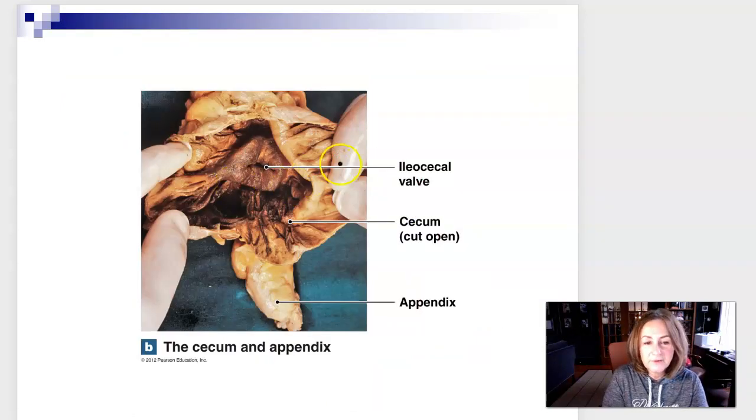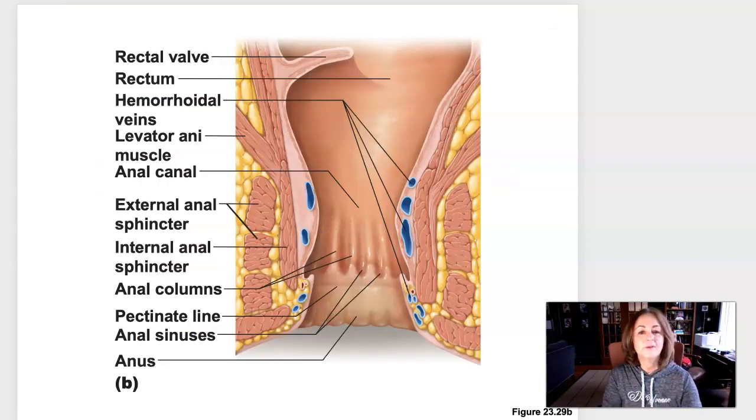Here's the ileocecal valve. This is a cadaver shot. So here we're opening up the cecum. We can see the appendix, and we can see where the small intestine is leading into the cecum. But here's what I wanted to show you. This is the distal end of the rectum. So this is what we call the anal canal.